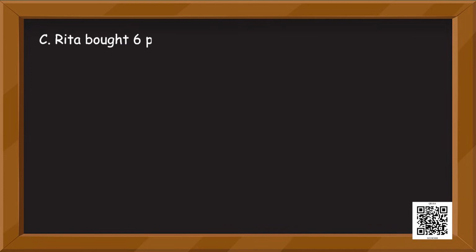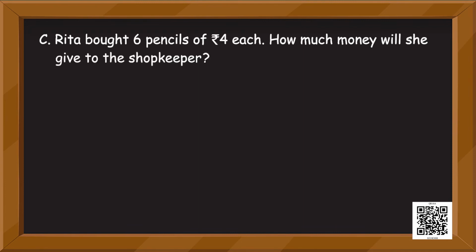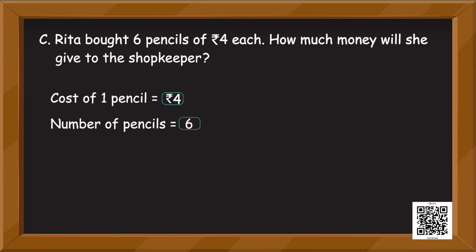Rita bought 6 pencils of ₹4 each. How much money will she give to the shopkeeper? So, the cost of 1 pencil is, it is given in the question, read it. ₹4, that's right. So, number of pencils that she has bought is 6 and cost of 1 pencil is equal to 4. So, cost of 6 pencils is equal to, we will add 4 6 times. That's one way of writing it.